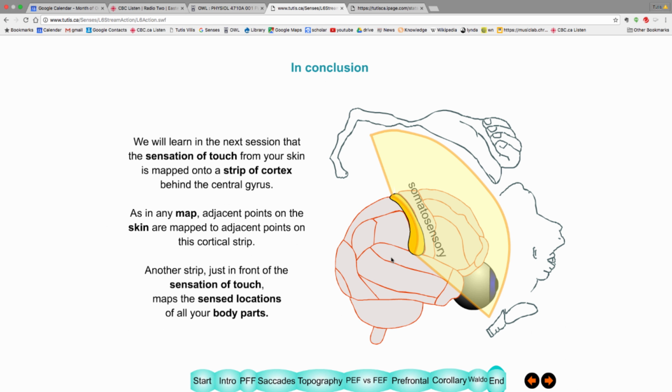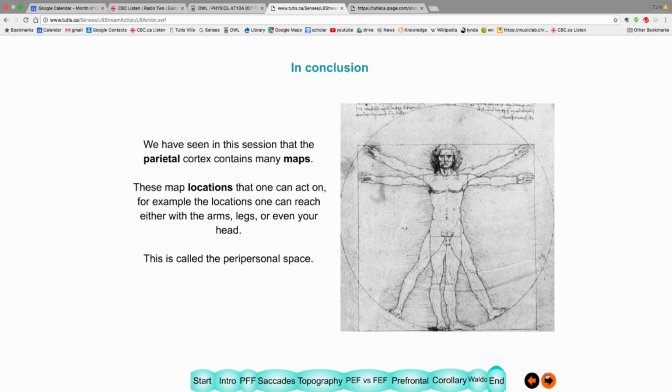So in conclusion then, in the next session we'll cover the somatosensory field. We'll see that it also has a map, and different places along this map code different places along your body.